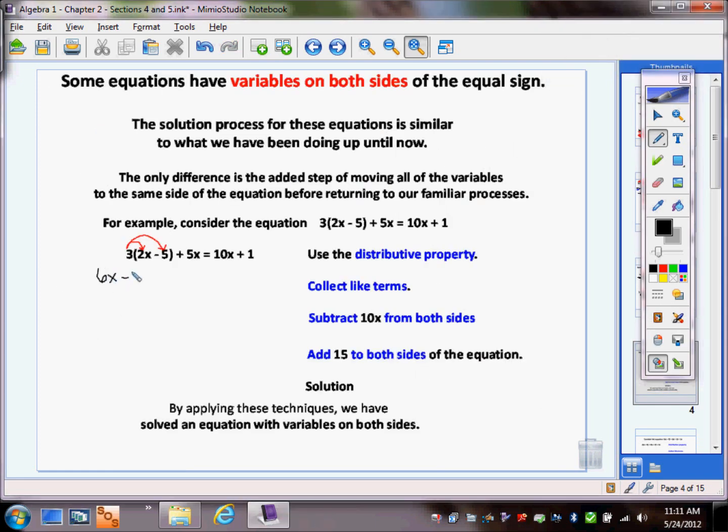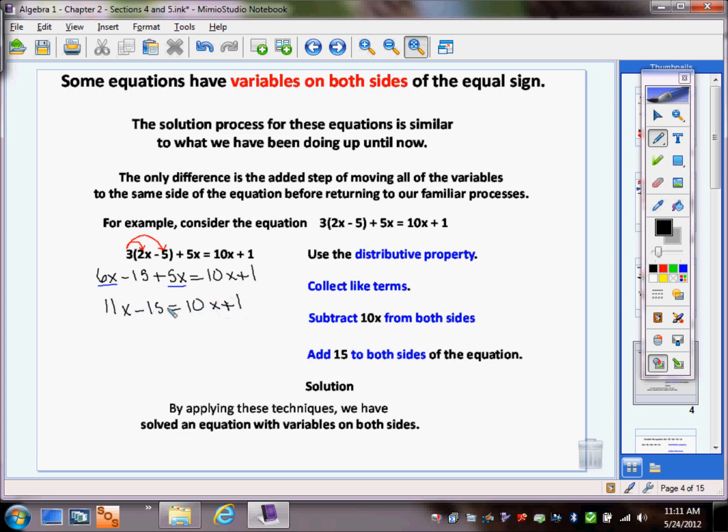So first we're going to distribute. Then we're going to collect our like terms. I've got 5x and 6x. So that's 11x minus 15 is equal to 10x plus 1.